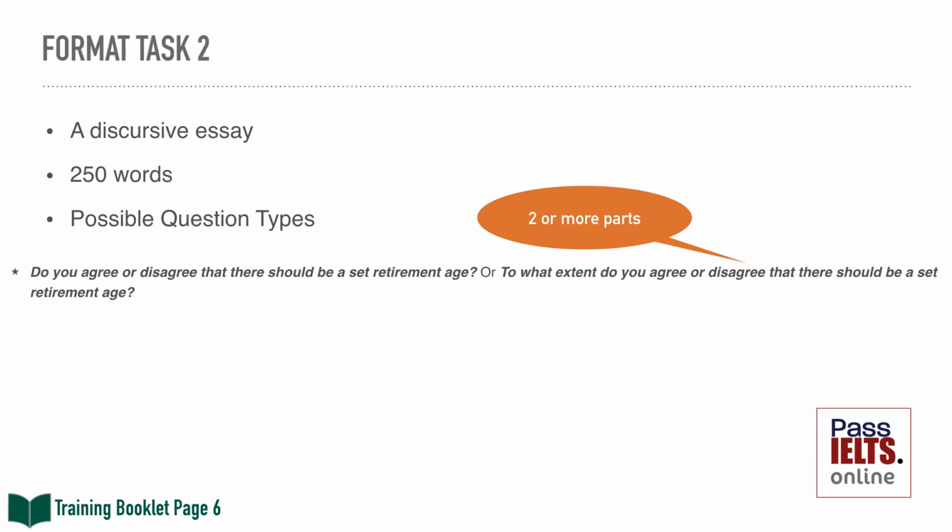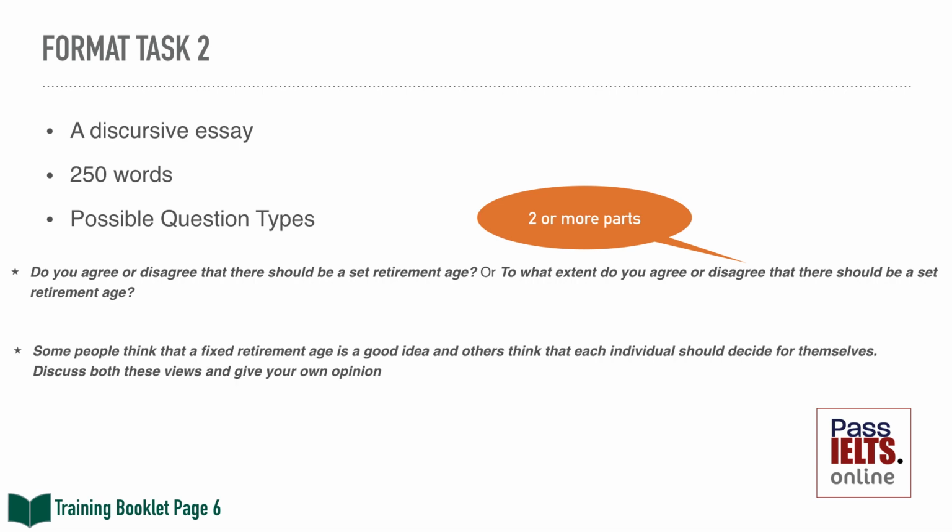The second type of question: some people think that a fixed retirement age is a good idea, and others think that each individual should decide for themselves. Discuss both these views and give your own opinion. In this question, you need to make sure that your answer covers all three parts in the question. It says discuss both these views and give your opinion.